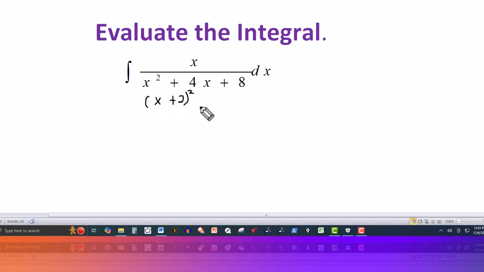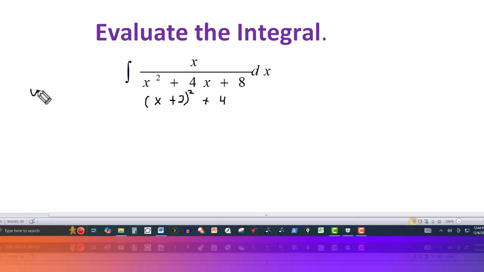x plus 2 squared will give me the x squared. Double this product will give me the 4x. And then 2 squared will give me a 4. We have an 8 here, so to make up for that, I have to add a 4 here. So all I've done is rewritten the denominator. Still the same thing. x plus 2 squared does give me x squared plus 4x plus 4. I want an 8, so I just put the 8 right here. So now this is the same thing as what I have there.